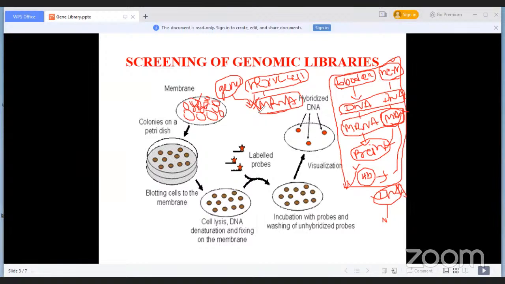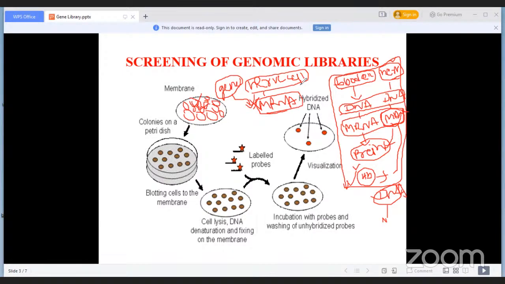cDNA, genomic library. Clear? Means we have to write the differences, disadvantages, and comparison. Actually, that is based on the question.